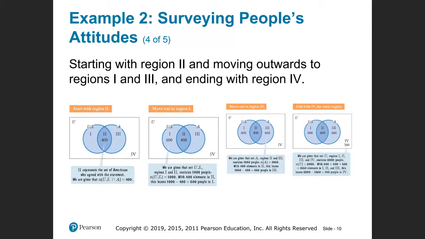Next, we want to look at region 4, which is outside the circles. We're given that the universal set, which is the number of people surveyed, is 2,000. If we've got 600 plus 400 plus 660 within the circles, the regions 1, 2, and 3, that is equal to 1,660. So that leaves 2,000 minus the 1,660, or 340 people in region 4.